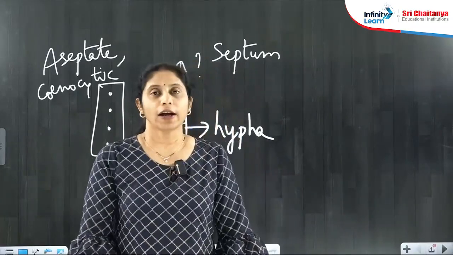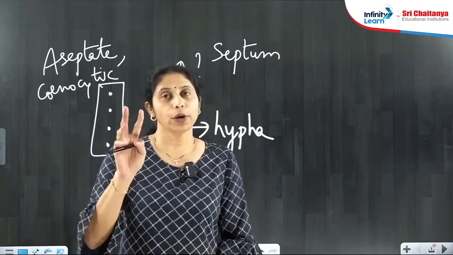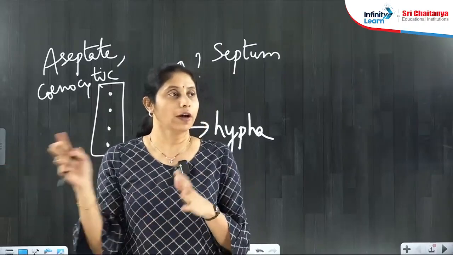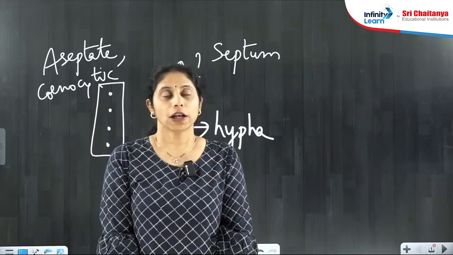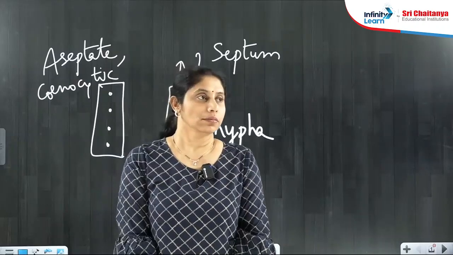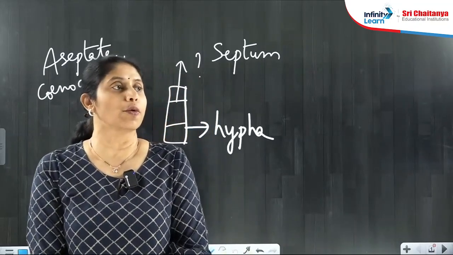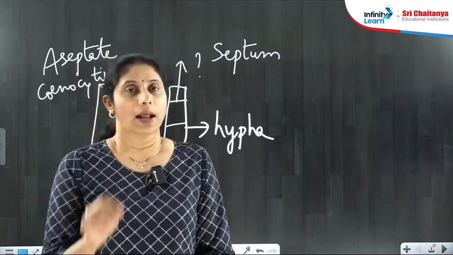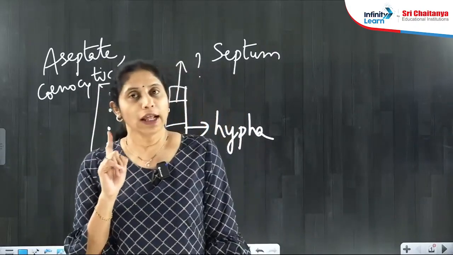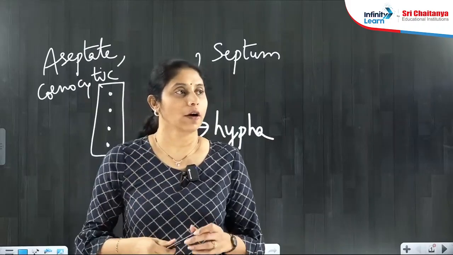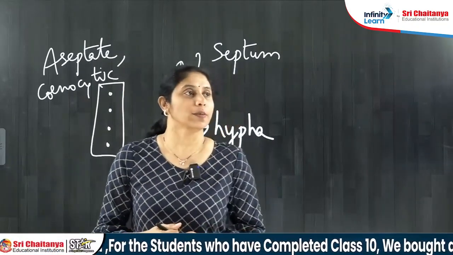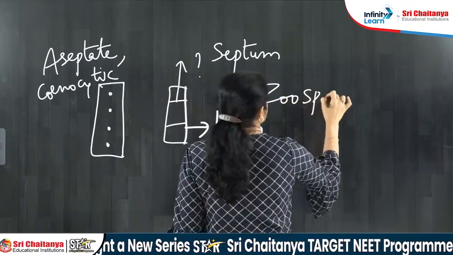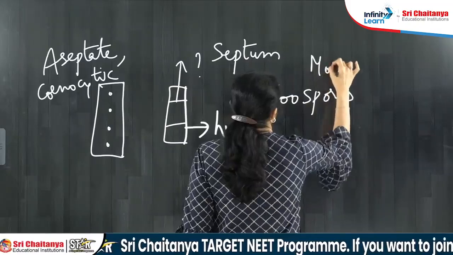Good. Fungi will show spores in 2 reproductions. In which reproduction will fungi show spores? Vegetative, asexual, sexual. Among these 3, which ones will show spores? Asexual and sexual. Yes, asexual and sexual. Last question. Name the only motile spores of fungi. Yes, zoospores are the motile spores. Zoo. These are the motile spores.